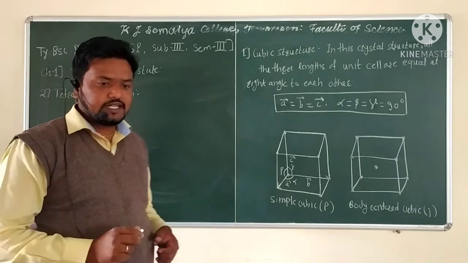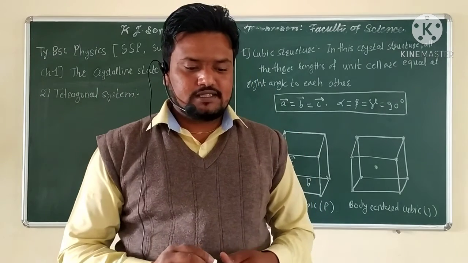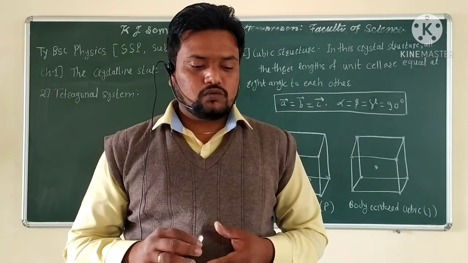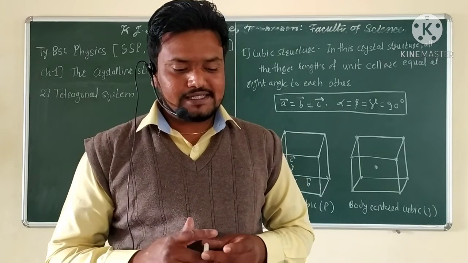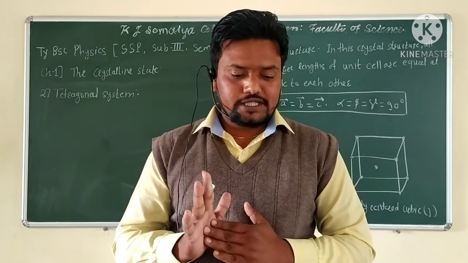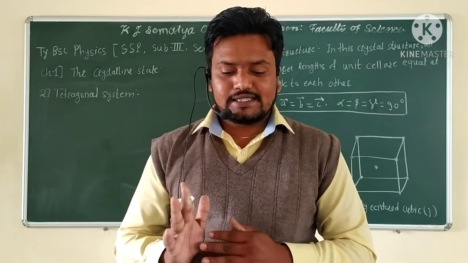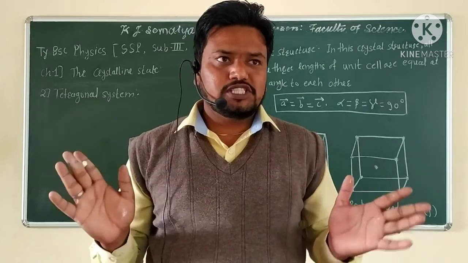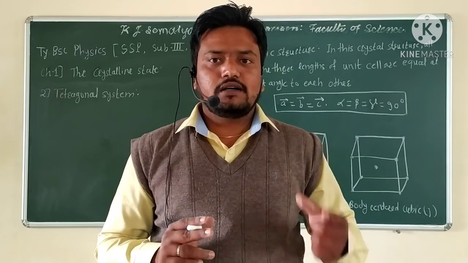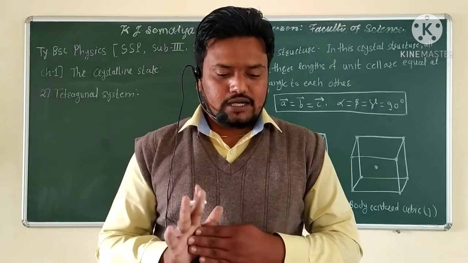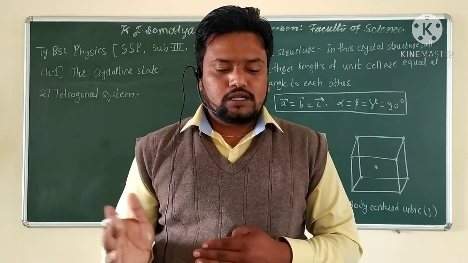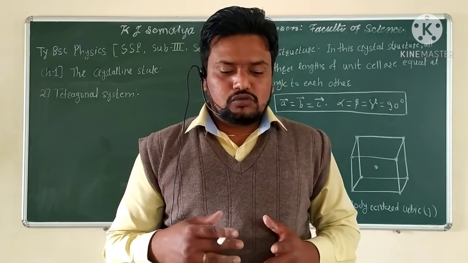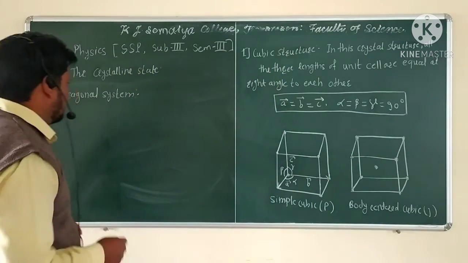In the tetragonal system, in this crystal arrangement, the 3 axes are at right angles, that is, the angles alpha, beta and gamma between a, b, c are equal at 90 degrees, and 2 sides are equal while the third side is of a different length from these 2 sides.